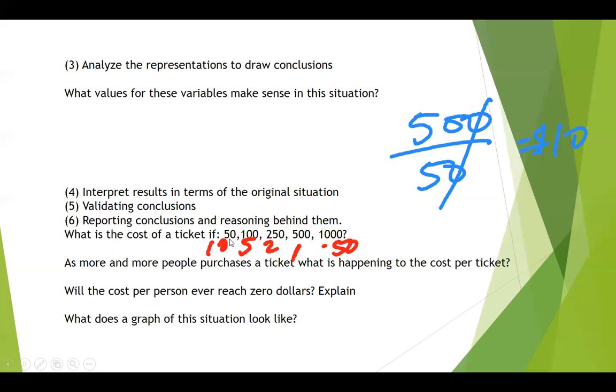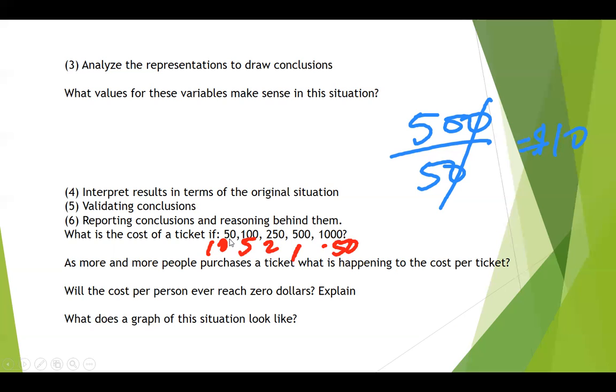Now I will ask another question: will the cost per person ever reach $0? Then I ask them to explain. I'm expecting most of them to say no, because the aim is to raise $500, so we cannot have zero. It will never, ever reach zero.